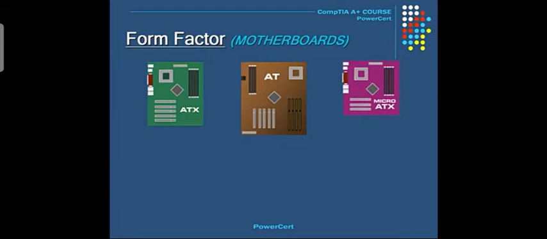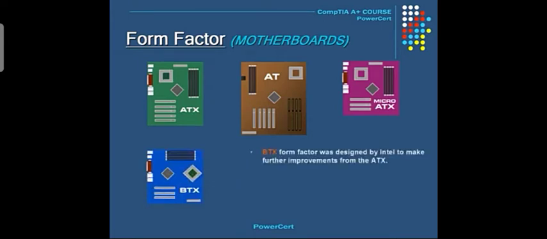The BTX form factor was designed by Intel to make further improvements from the ATX form factor, such as an improved board design, which creates a more inline airflow, which improves cooling. For example, notice how the memory and bus slots are horizontal, flowing with the direction of the airflow instead of inhibiting it, compared to the ATX form factor.